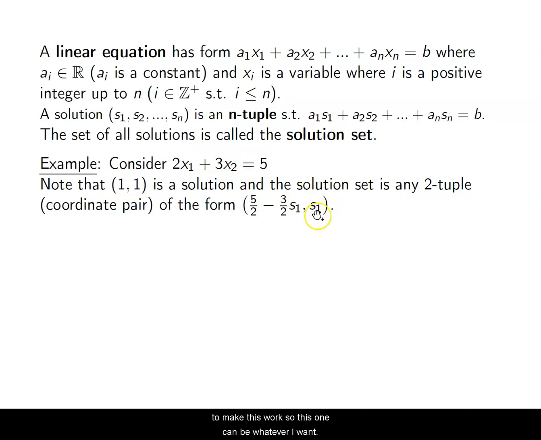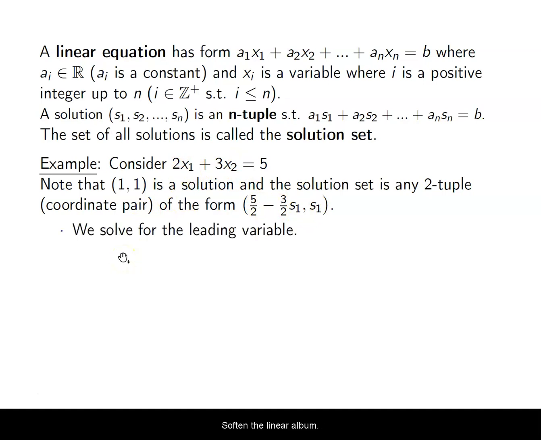So this one can be whatever it wants, and I can manipulate this first one in this way so that this always works out. In fact, let's look at 1, 1. If this is 1 and x1 is 1, I have 5/2 minus 3/2, 2/2, that'll be 1 also. So how do we put it into this form? How do we go from here to here? It's actually very simple. We just solve for the first variable. Solve for the leading variable.